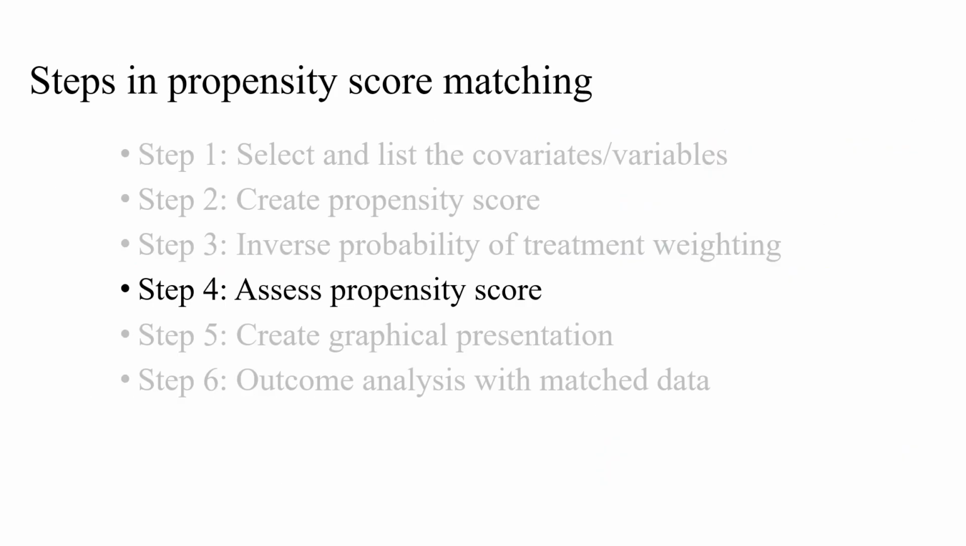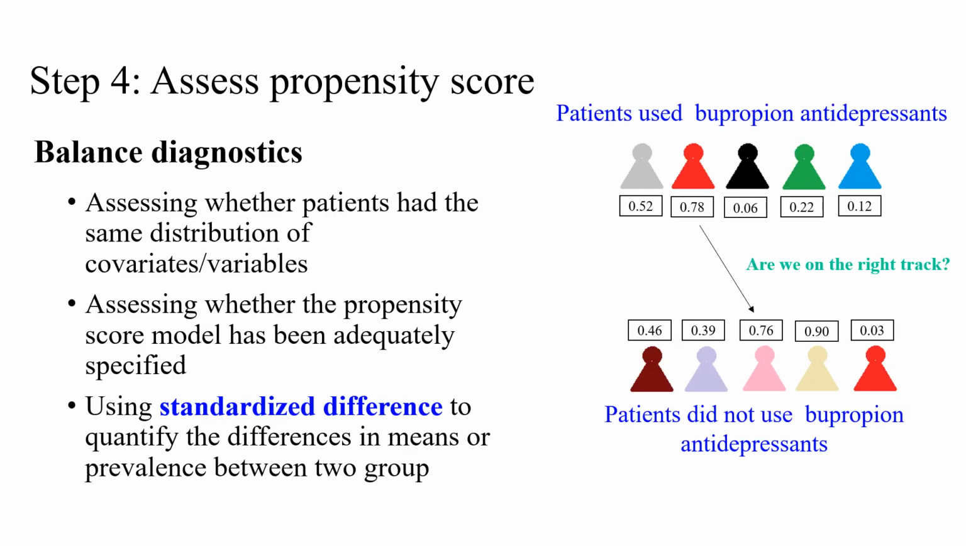Now we will assess the propensity score so that we can understand whether we are on the right track. We have identified our pairs. Say we have 50 pairs for two groups. So think of this. Are the groups comparable or not? Propensity score is a balancing score. It is conditional on the distribution of the variables.